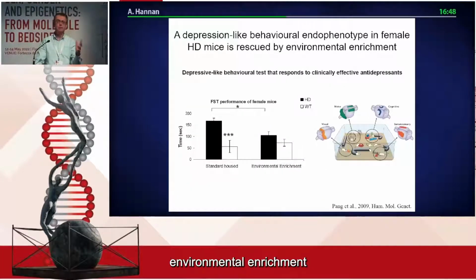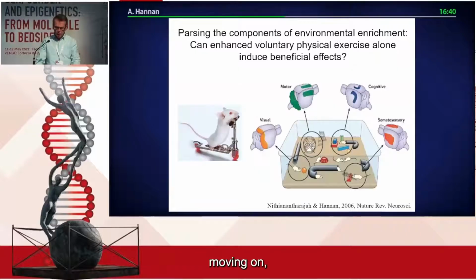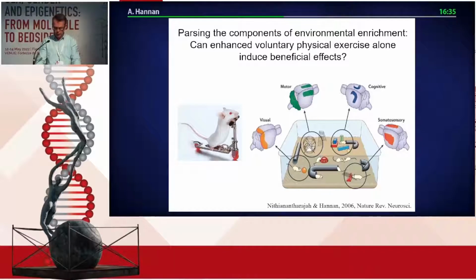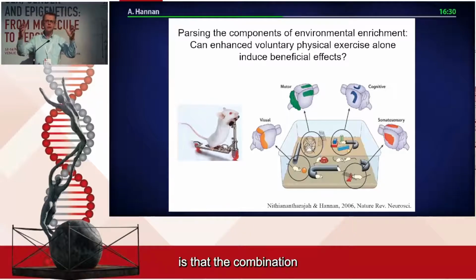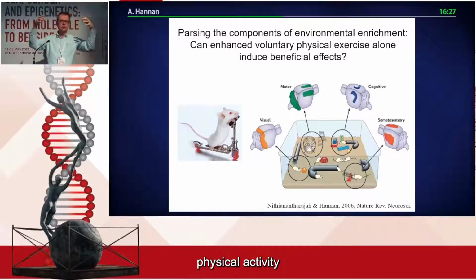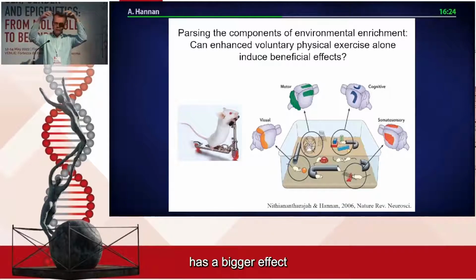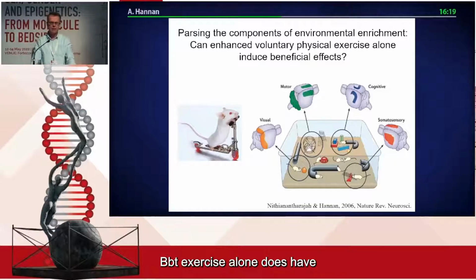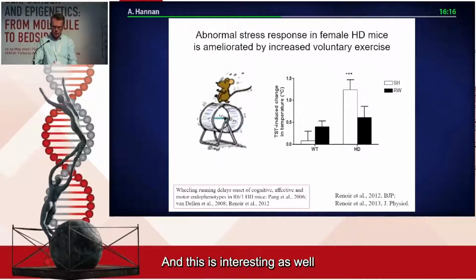We can also show that environmental enrichment has antidepressant-like effects in these female HD mice. And moving on, we then just gave running wheels in the cage. We wanted to see what exercise alone could do as part of the combined environmental enrichment effect. And overall, what we see is that the combination of cognitive stimulation and physical activity with environmental enrichment has a bigger effect than just wheel running exercise alone, but exercise alone does have significant effects. And this is interesting as well because exercise clinically can have antidepressant-like effects in clinical populations.